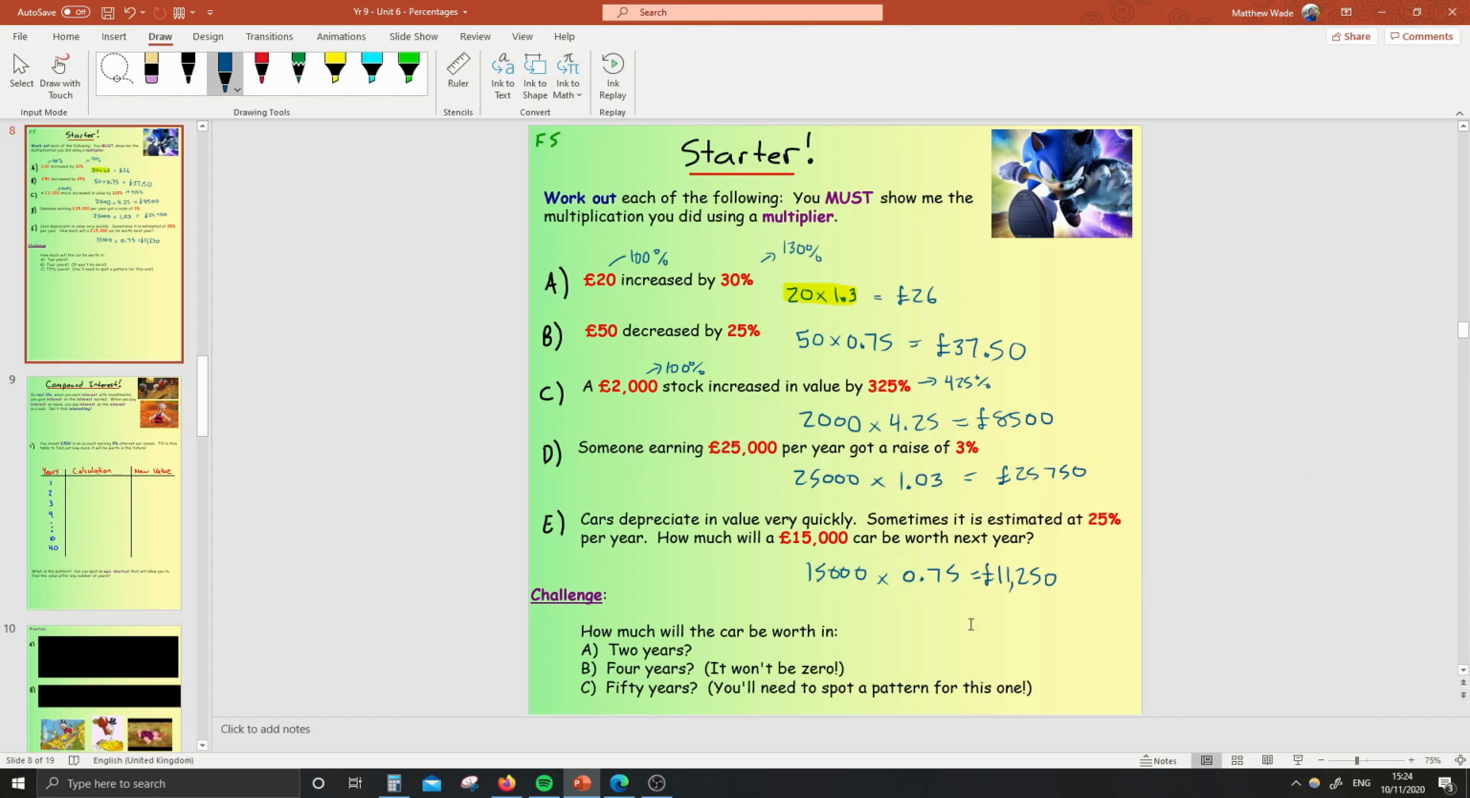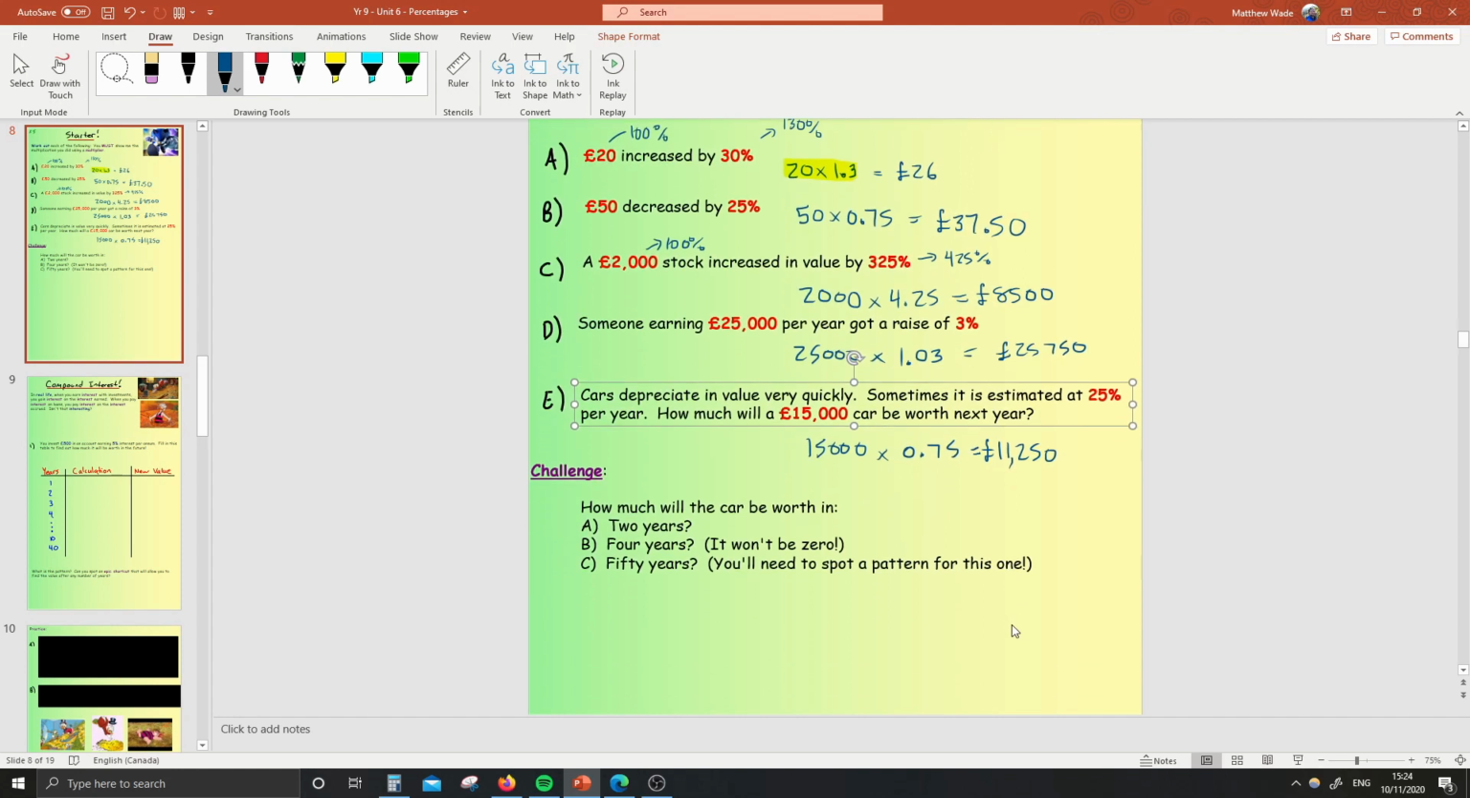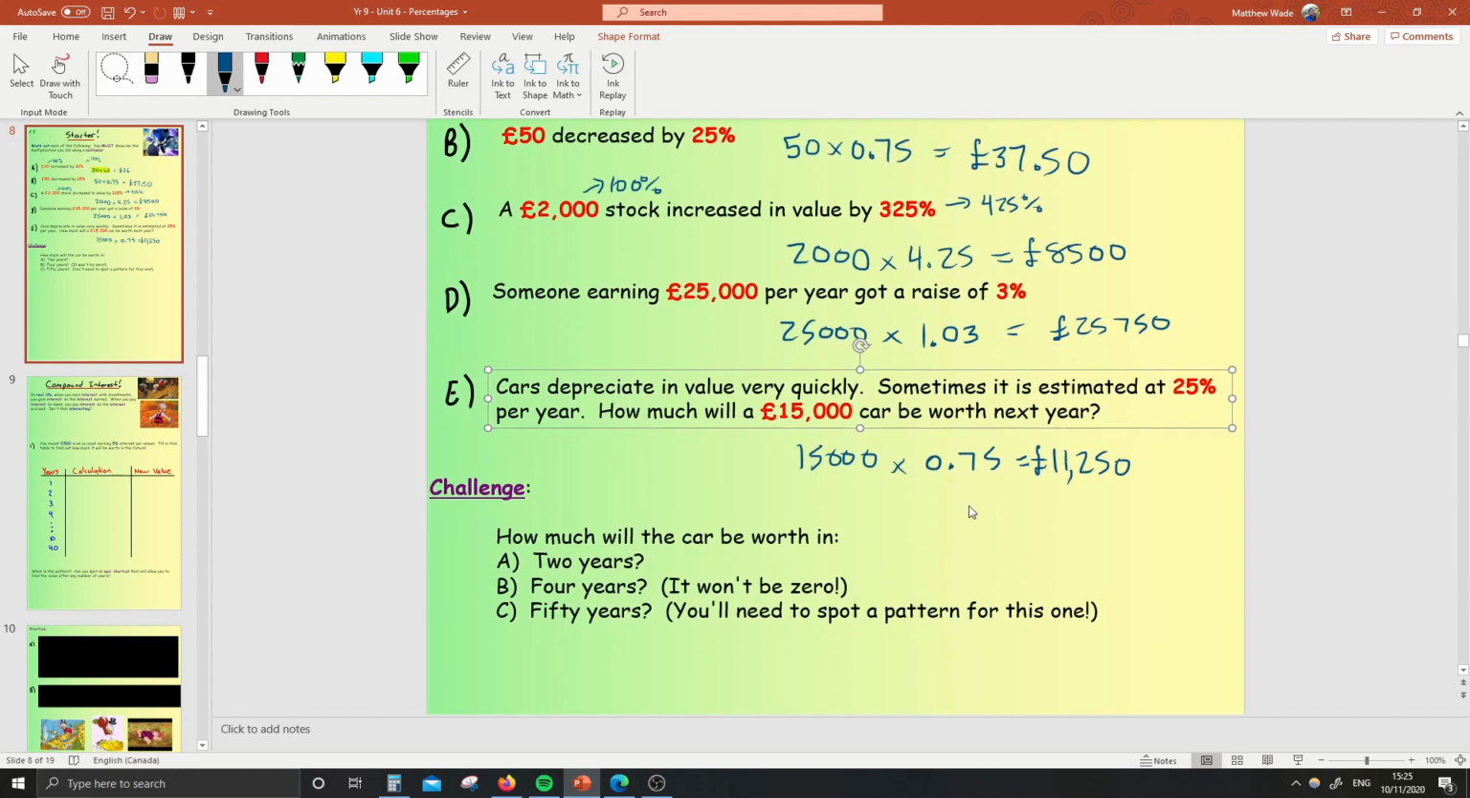Because if you just wait a year or 2 or 3 years to get your car, you can get it for a lot cheaper than it would have been to be the first one who owned it. So that's why lots of people do that. Cool. Right, now here's your challenge, and it actually leads into the topic today. How much will the car be worth in 2 years?